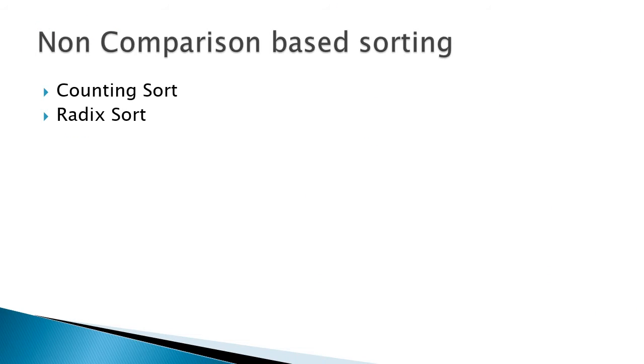Hello student. Till now we studied comparison based sorting, meaning bubble sort, merge sort, quick sort, insertion sort and selection sort. All these are comparison based sorting methods. But there are some methods which are non-comparison based, such as bucket sort, counting sort and radix sort. This process is known as non-comparison sorting, and these algorithms are known as non-comparison based sorting algorithms.